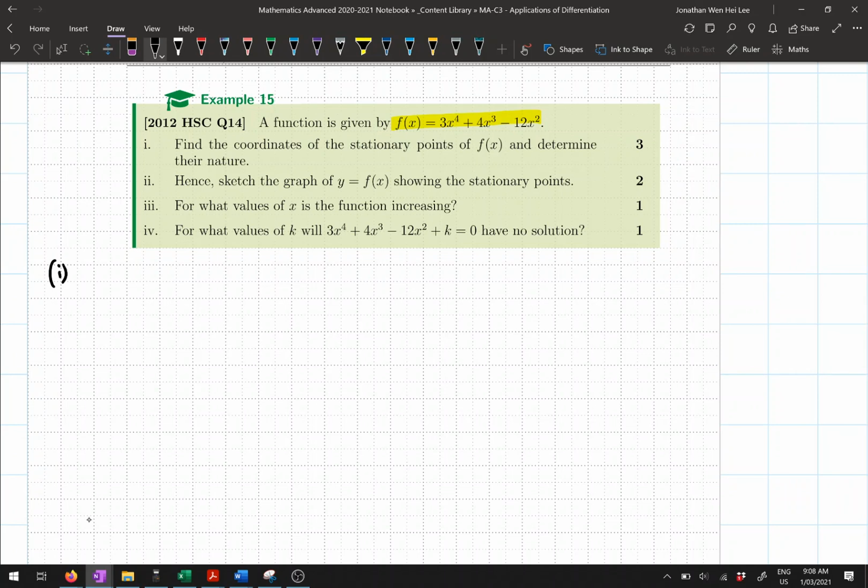How can we find the coordinates of stationary points? What do we do? X equals 0. We differentiate. Excellent. The first step that we need to do is we need to differentiate. So let's differentiate this function. Can someone help me? What do I get when I differentiate this function? 12x to the power 3.